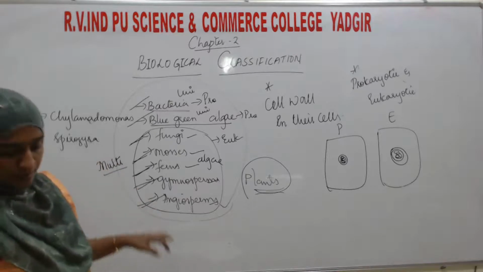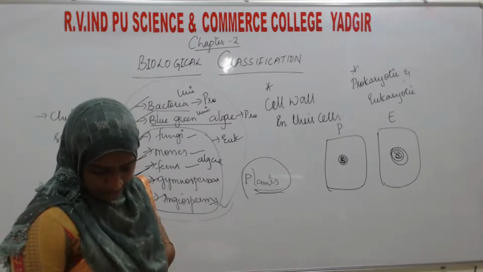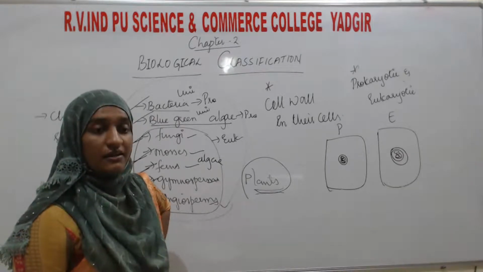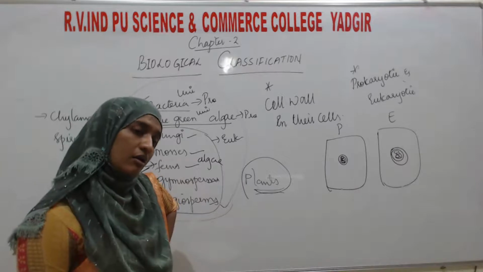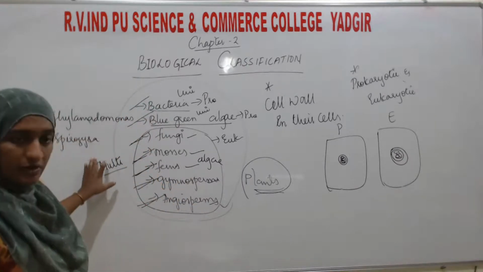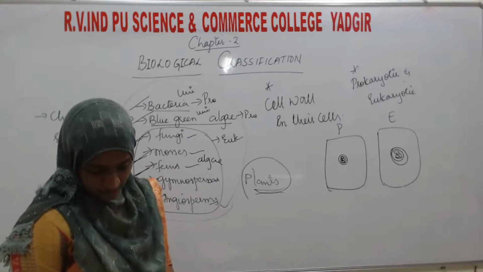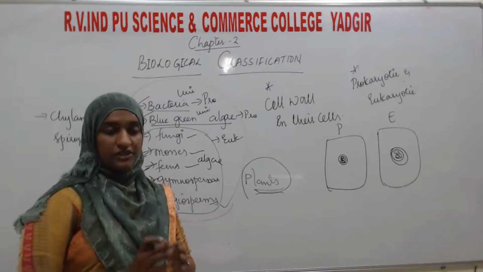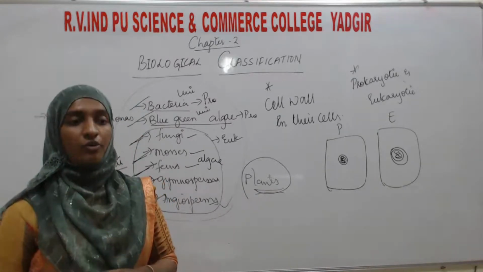These were also placed together under algae. So these are the unicellular organisms under algae, but except these two examples, Chlamydomonas and Spirogyra, all the other algae are multicellular.